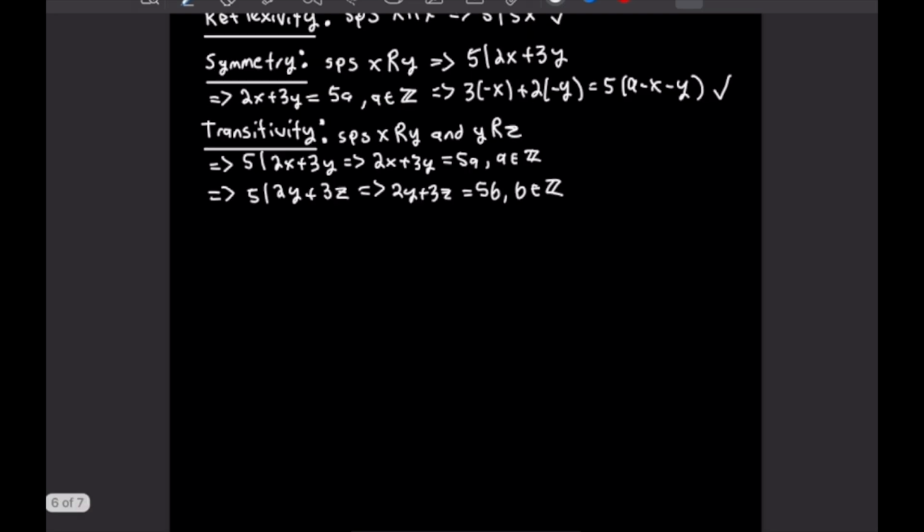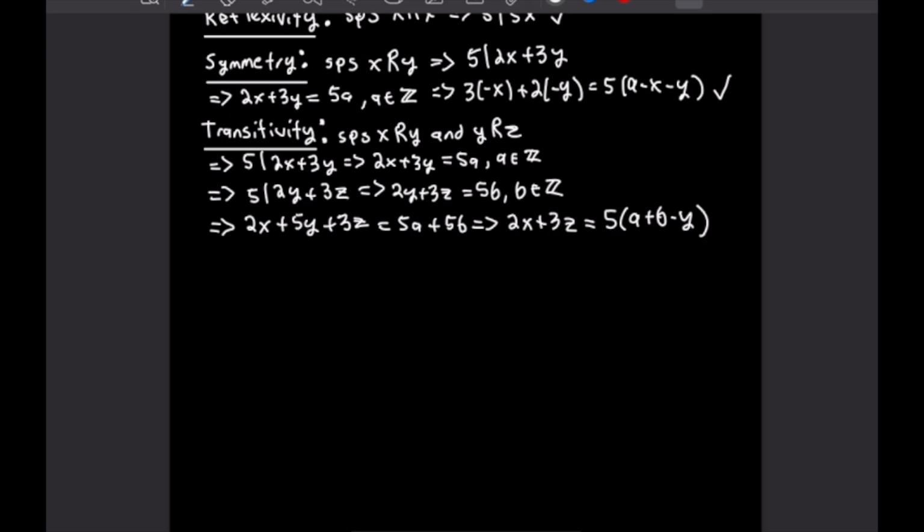And so to do this, let's add these two equations together. So once we add them, we will have 2x plus 5y plus 3z is equal to 5a plus 5b. We can see that we can subtract that 5y over, and we will get that 2x plus 3z is equal to 5 times a plus b minus y. So thus we have proved that 2x plus 3z is divisible by 5. Great, so that completes our proof of transitivity.